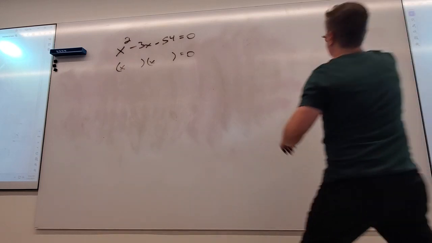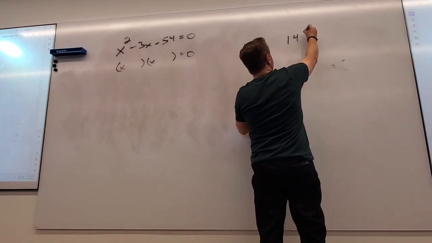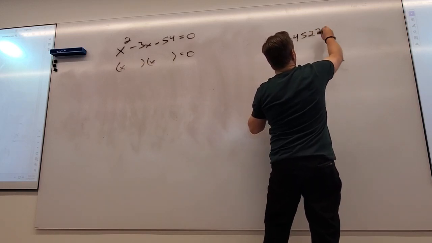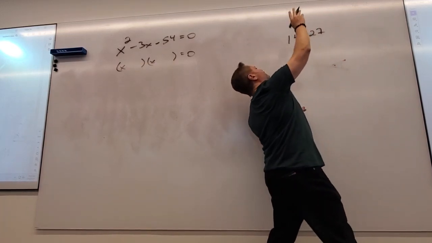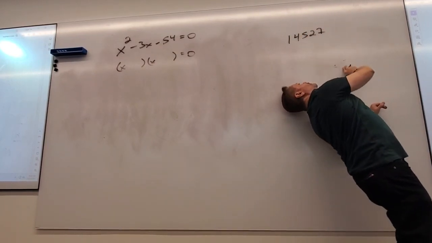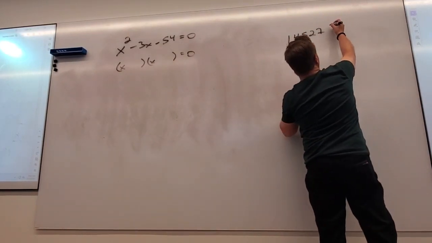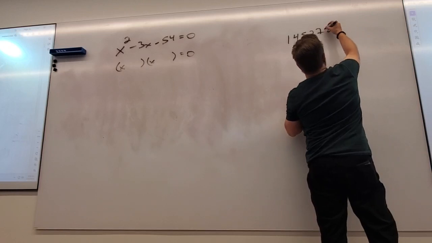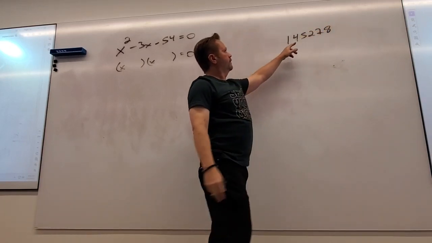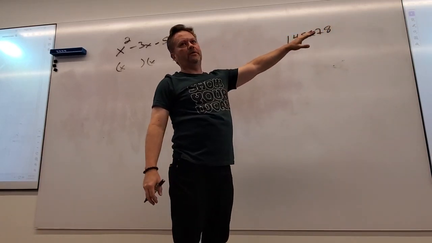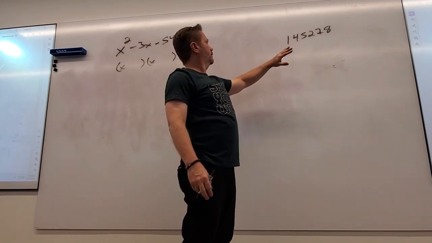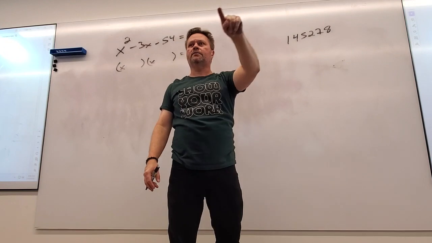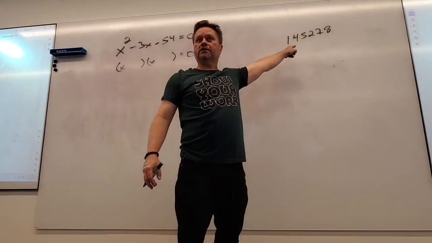So for example, real quick, 1, 4, 5, 2, 7. What do you get just so far? If you add all those up, what do you get? 27. Is that a multiple of 9? Yes. So the whole thing is divisible by 9.